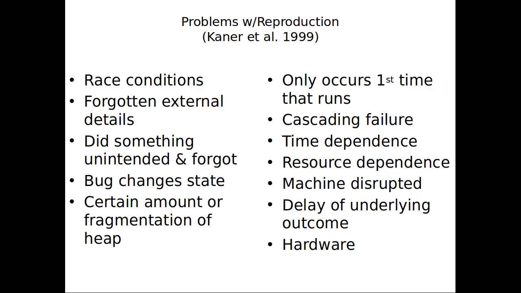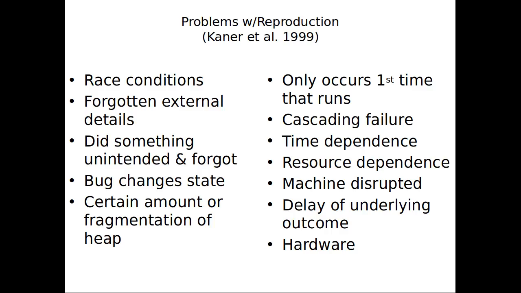There are a lot of problems that can get in the way of reproducing the bug, the failure. Race conditions: things that have to occur at almost the same time, and how it turns out depends on which of them occur at what time relative to the other in very short sequence. Forgotten external details: you forgot that you had disconnected that network plug earlier, or you had a crash in another software application earlier, something intended and forgotten. The bug's changed the state, so it's no longer in the same state, so it can't be reproduced without rolling back to an earlier state.